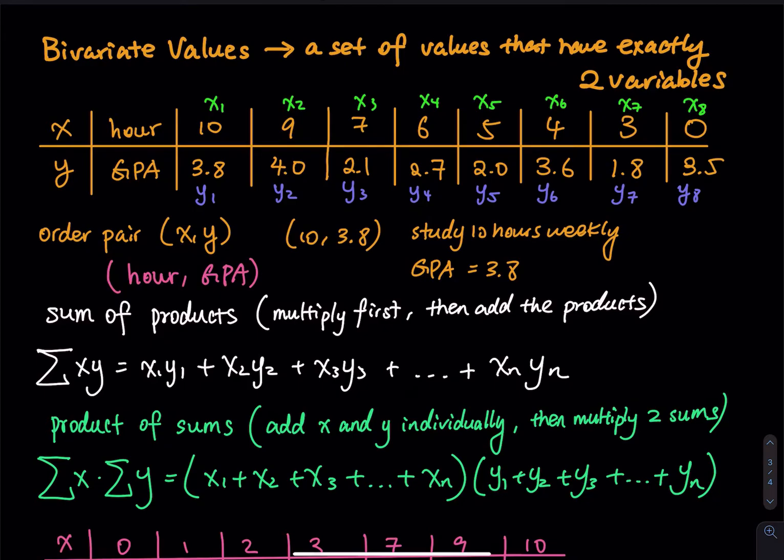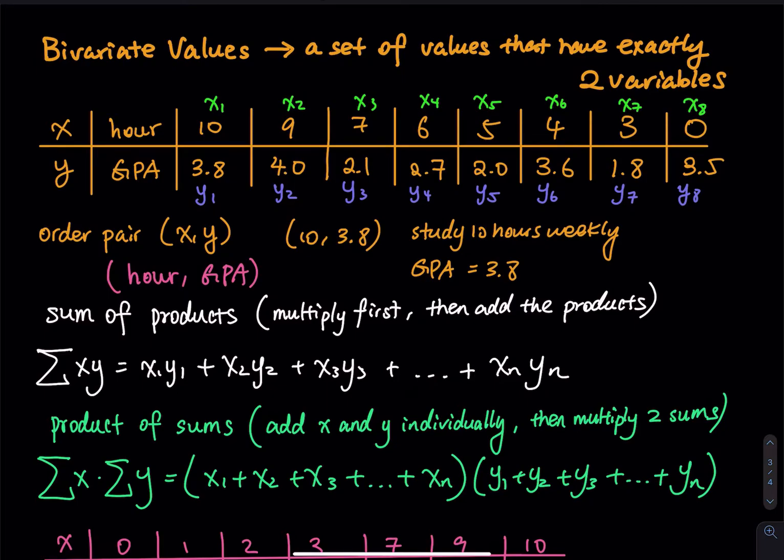So if you take a look at the first ordered pair, 10 comma 3.8. When I see 10 comma 3.8, I know that the student studies 10 hours per week and maintains a 3.8 GPA. So the last student will be 0 comma 3.5. The 7th student will be 3 comma 1.8. The 6th student is 4 comma 3.6. That student studies 4 hours per week and maintains a 3.6 GPA.